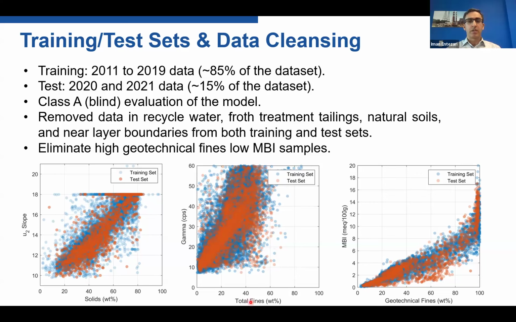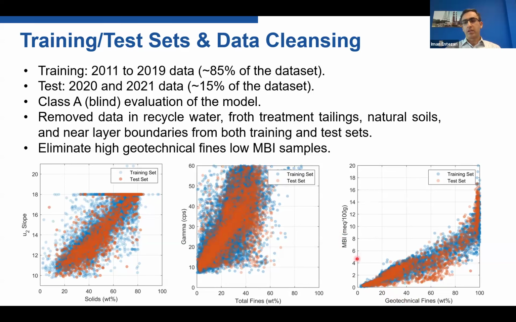This shows the relationship between total fines and gamma. So generally high correlation. And then we also looked into some of the correlations between lab results. This one shows geotechnical fines, which is the fraction of fines to the solids. And then MBI, as I said, is an index test that is then used to estimate the clay content of tailings.